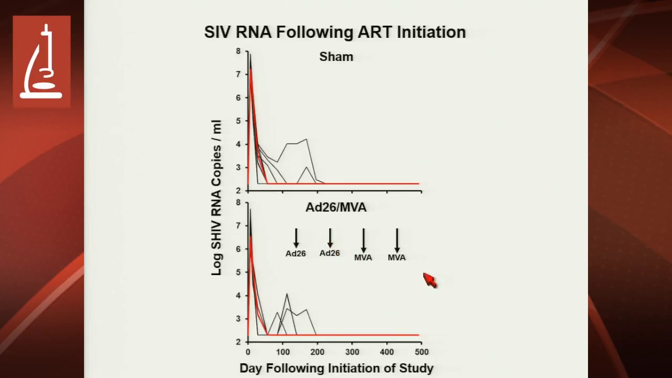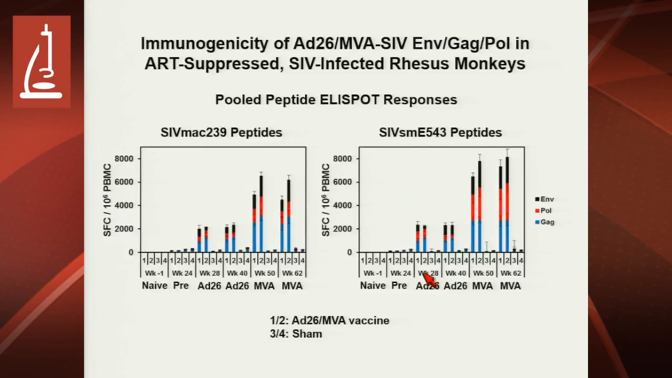So you can see here the intervals of when we gave the Ad26 priming and the MVA boosting inoculations. So here are the T-cell responses in these animals, and we saw a dramatic immunogenicity of this vaccine, much higher immunogenicity than we see in a large number of studies where we use these same vaccines in naive animals.